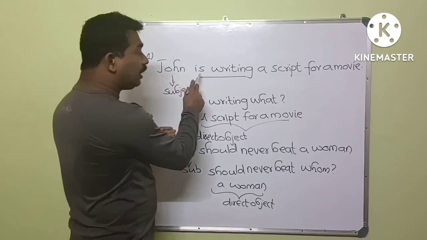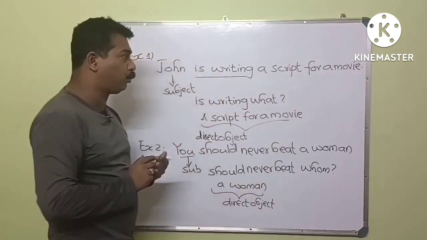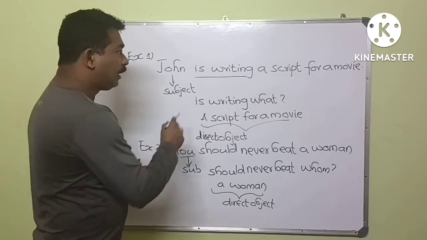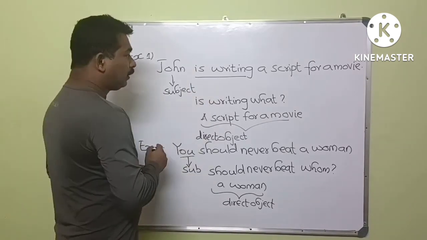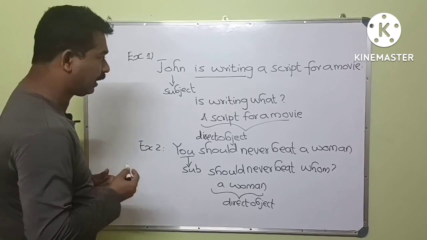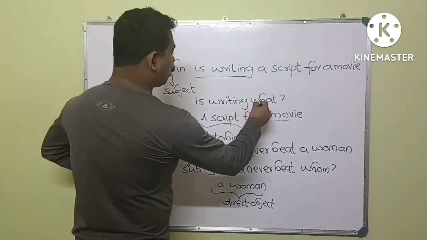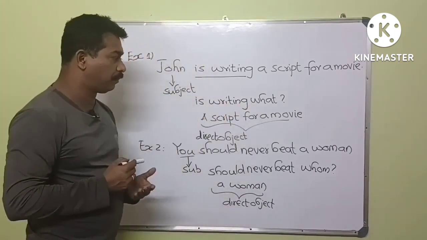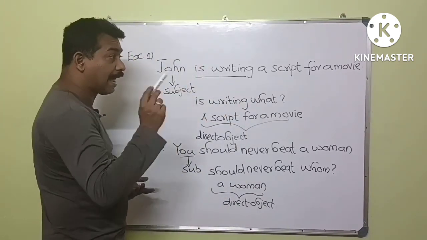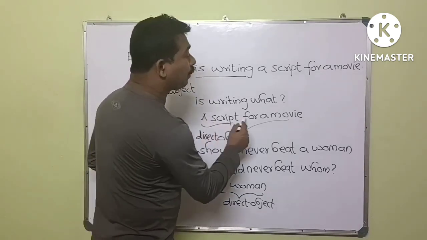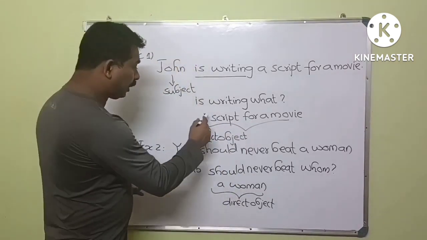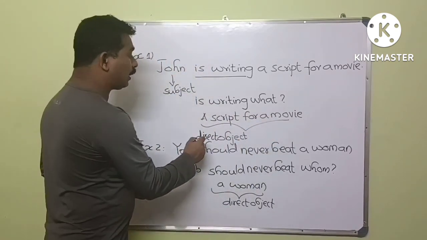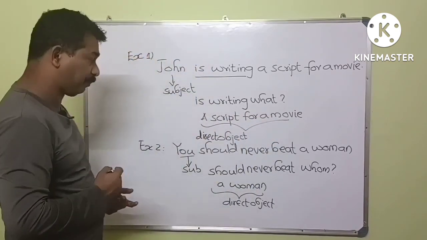Example number 1. John is writing a script for a movie. Here, John is the subject, is writing the verb. Then we have to ask the first question. What's the first question? What? So, is writing what? The sentence gives us an answer, a script for a movie. So here a script for a movie is said to be the direct object of the sentence.